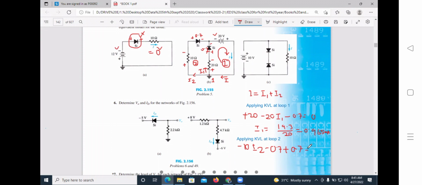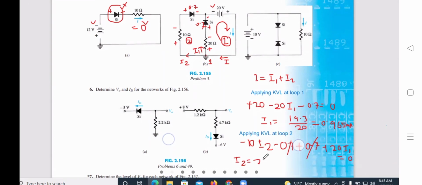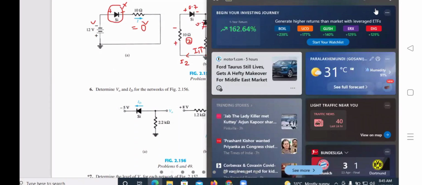Minus 2 plus 20 I1. Here voltage is 20 I1, I into R equals to 0. So this and this cancel. So I2 equals 2I1 equals to 1.93 milliamps. So I2 we have got 1.93 milliamps.